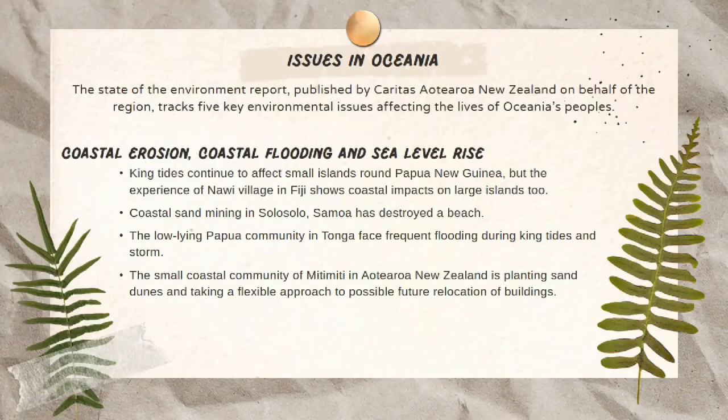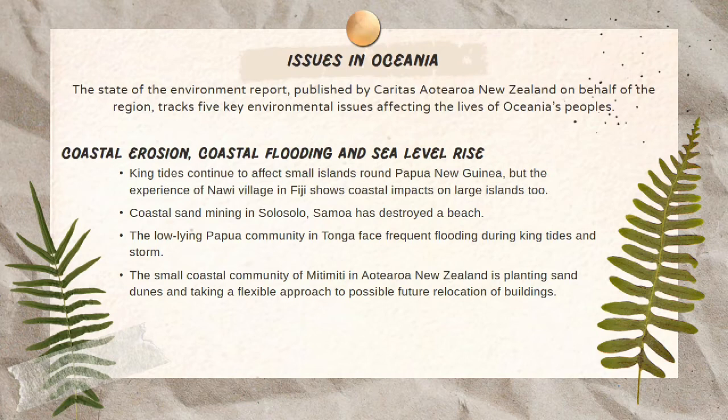Issues in Oceania. The State of the Environment report published by Caritas Aotearoa, New Zealand, on behalf of the region, tracks five key environmental issues affecting the lives of Oceania's people: coastal erosion, coastal flooding, and sea level rise.